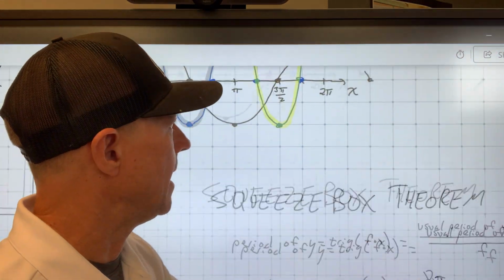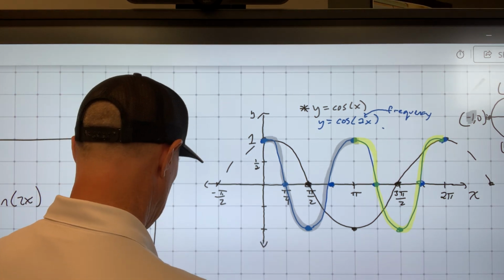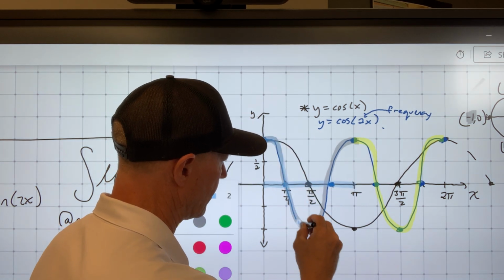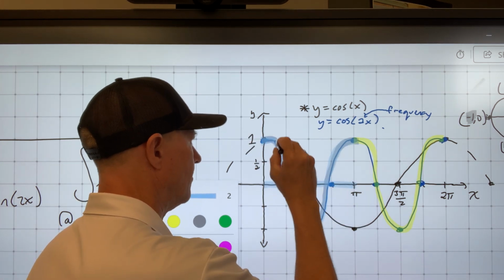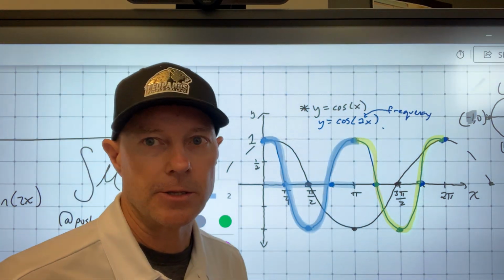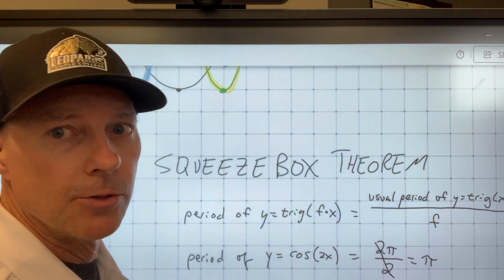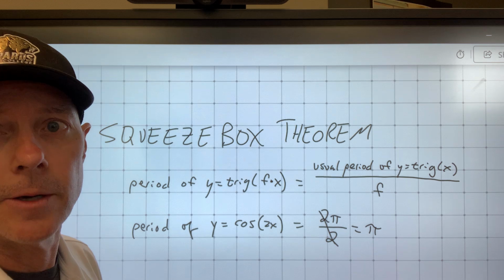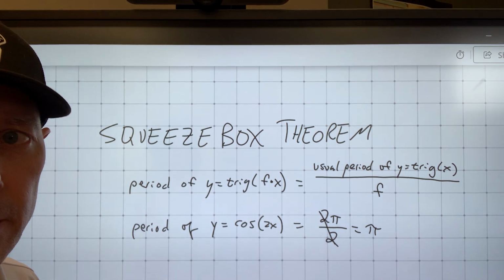And then if we go back and look at the period, I'll do it in blue. There it is. That's the length of the domain it took to finish one cycle of cosine, and it is pi. And we knew that from the squeeze box theorem. So put this in your notes. You're going to need this theorem. You're going to use it over and over again throughout the semester.